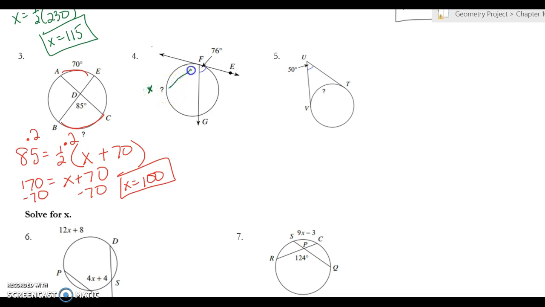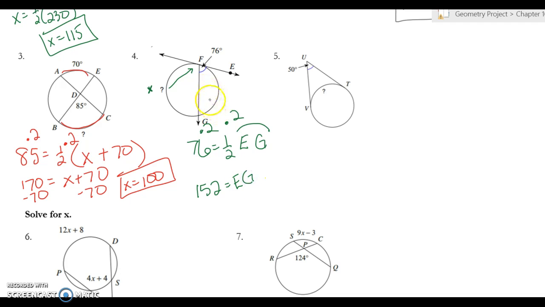Okay? All right, looking at number 4, here's my X. My issue is I have to look opposite of that, so I can't find that. I can find something with that 76, so maybe we'll do that. The angle equals 1/2, and I don't want to put another variable, so it's 1/2 of EG. Well, to find out what EG is, I would get rid of a divide by 2 by multiplying by 2, and 76 times 2 is 152.